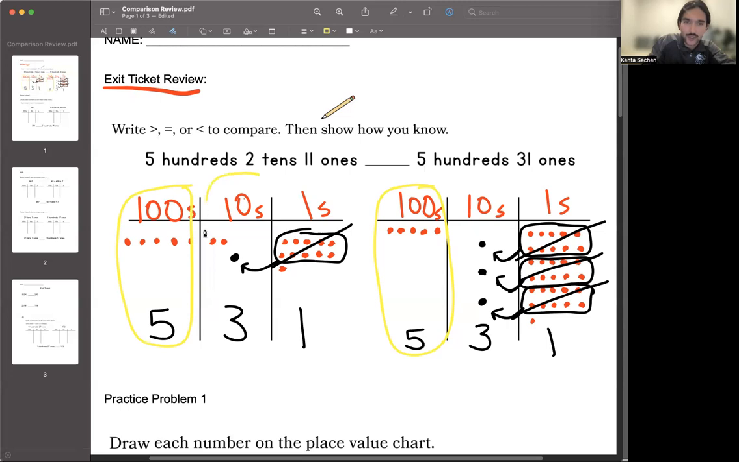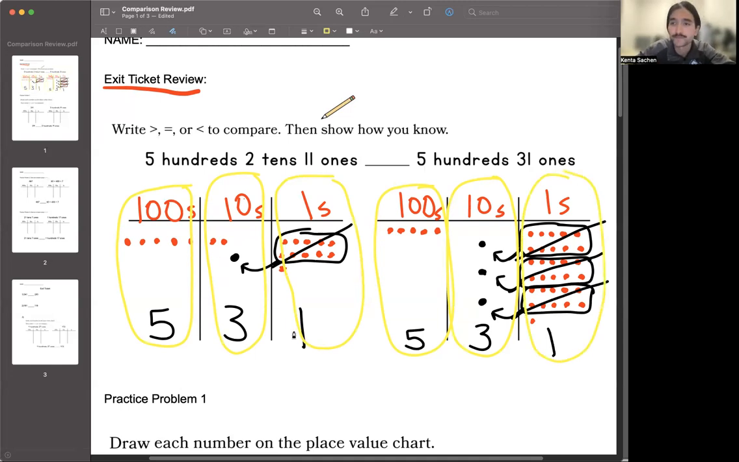Now I'm going to compare my 10s. You don't have to draw those circles. I'm just drawing them so that's where you can focus on looking. Are my 10s the same or different? Just my 10s. Yeah, they're the same, right? 1, 2, 3, 1, 2, 3. They're the same. How about my ones? Are they the same or different? Yeah, they're the same, right?